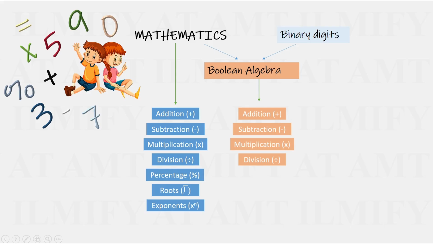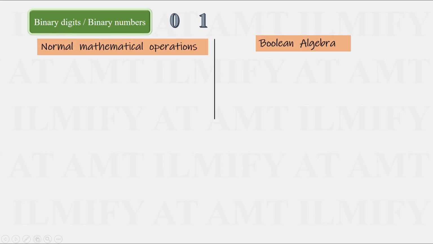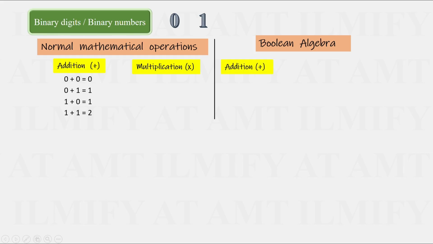Let's compare how the basic operations are done in mathematics and Boolean algebra. We just need addition and multiplication for now to understand the logical working of gate. In normal addition, 0 plus 0 is 0, 0 plus 1 is 1, 1 plus 0 is 1, and 1 plus 1 is 2. When it comes to binary digits, first 3 combinations are same. 0 plus 0 is 0, 0 plus 1 is 1, 1 plus 0 is 1. But 1 plus 1 is 1, because we don't have 2 in binary digits.